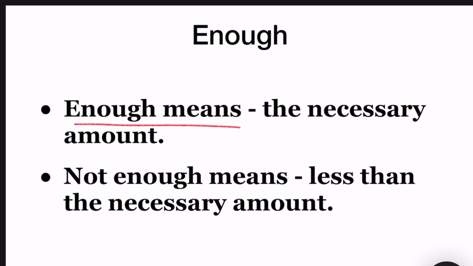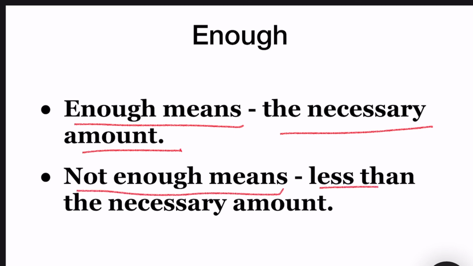So, enough means the necessary amount, the amount you wanted. And not enough means less than the necessary amount, less than the amount you wanted or needed. So far we have discussed the usage of enough in positive sentences and in negative sentences: enough with adjectives, enough with nouns and enough with verbs. A small test for you. Frame two sentences using the structure enough with adjective and enough with noun.